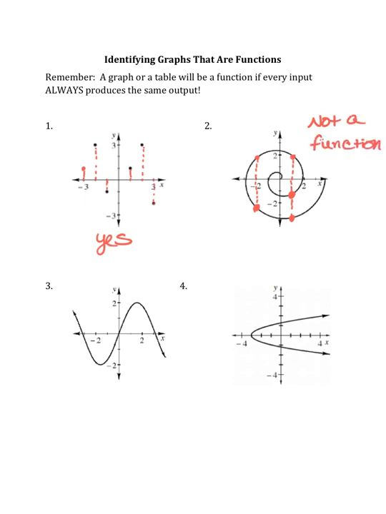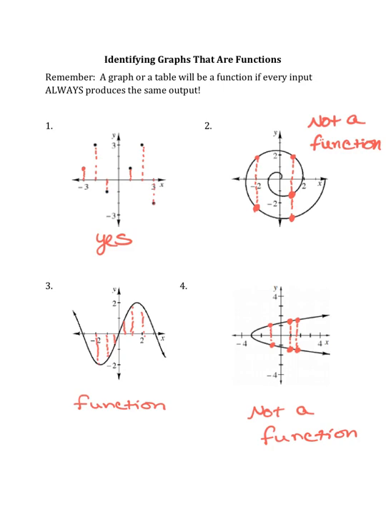The next graph, it appears that every input is being consistent and producing only one output. So this is a function. And for this next one, all of a sudden now I have inputs producing more than one output. That's a problem. This is not a function.